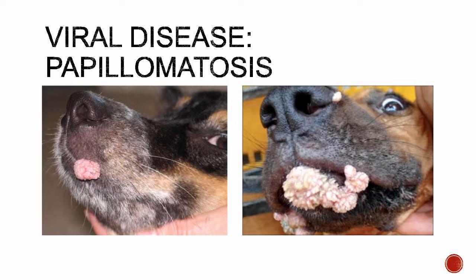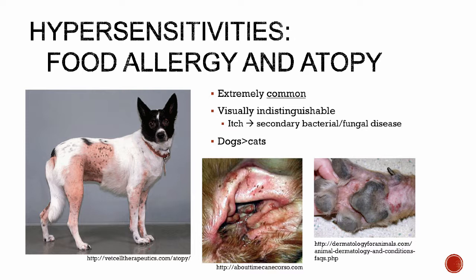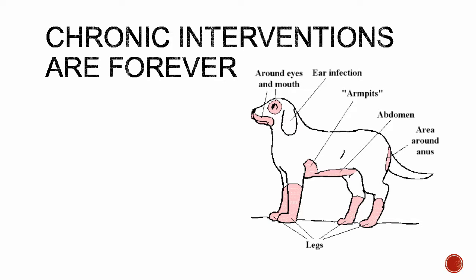Hypersensitivities, food allergy, and atopy. These are going to be your diagnoses that you get to when you've eliminated absolutely everything else. And these are the ones that are going to be lifelong management. So this is a whole day lecture. But just to remind you that when you have eliminated all those other elements, you're going to be left with things that are chronic. You're going to ask yourself seasonal versus non-seasonal.